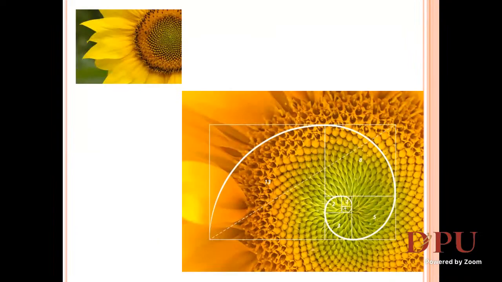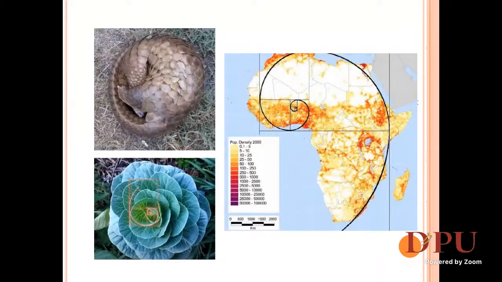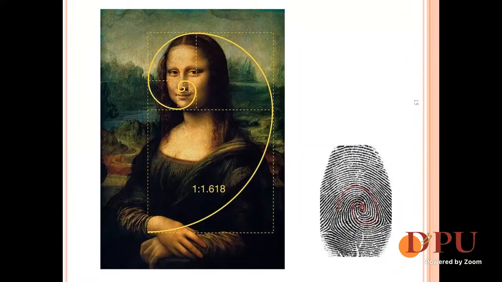Now, talking about, say, for example, the sunflower, or any galaxy, or any kind of cyclone, you're talking about an egg, or maybe a pangolin, maybe cauliflower, maybe the continent. Everywhere you will see such kind of Fibonacci series exist. Even for the Mona Lisa, if you look into Mona Lisa, even your own face, you might find something like a 1 is to 1.618 ratio. Even if you look into a biometric print, there is some arc, there is some bifurcation in the ridges in your fingerprint, you will also get such a Fibonacci series there.